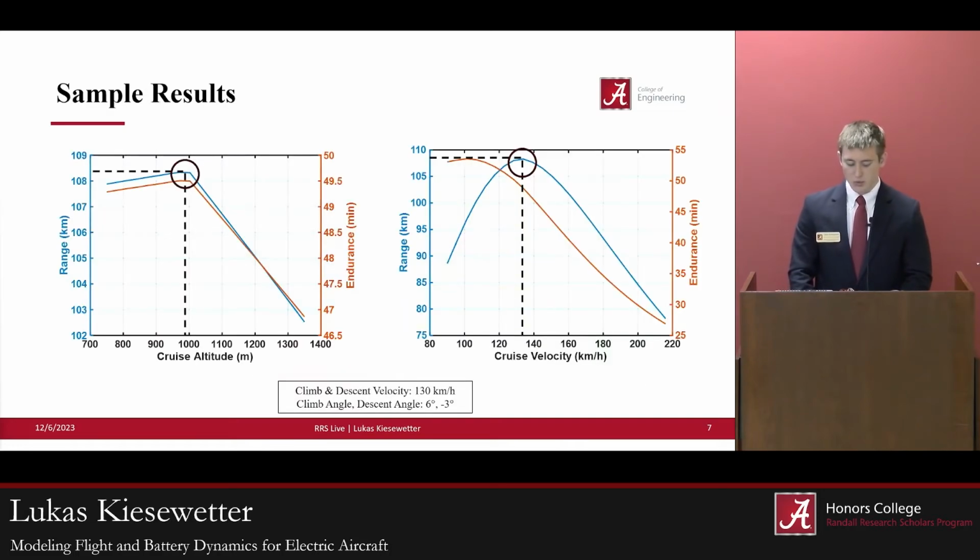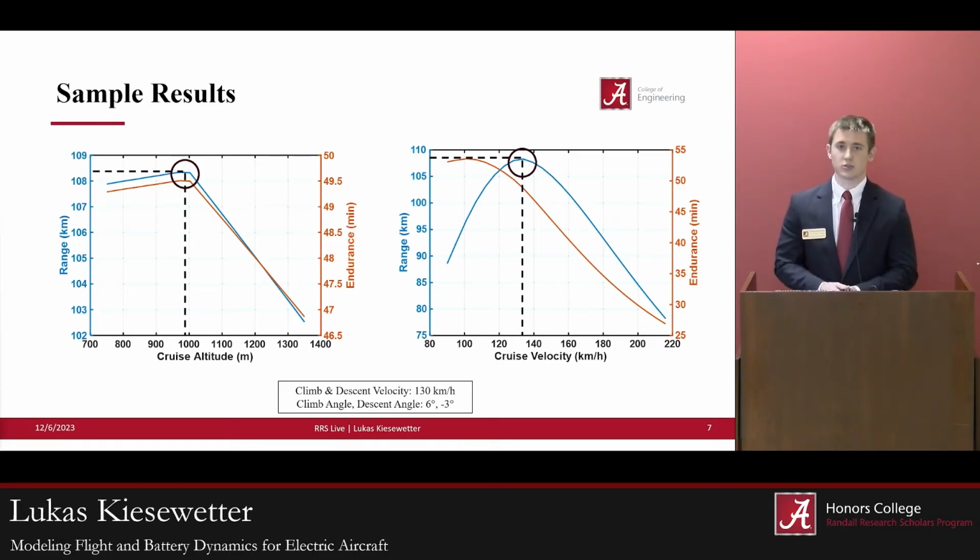So looking at some sample results, in these two case studies, we varied cruise altitude and cruise velocity and looked at their impact on range and endurance. Endurance is how long the aircraft is in the air, and then of course altitude is how high it goes, velocity is how fast it's going. As you can see in these two graphs, there's a clear peak where the best range is obtained at a specific velocity and a specific altitude. So why might this be happening?